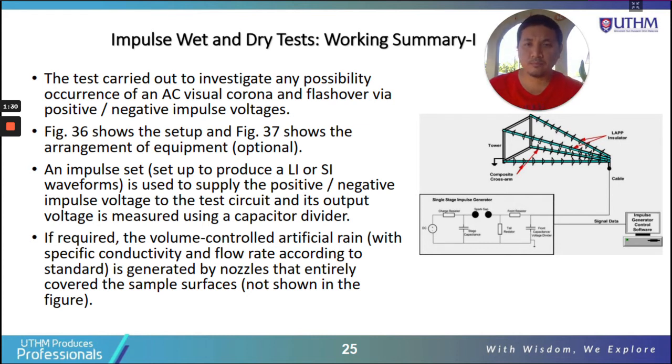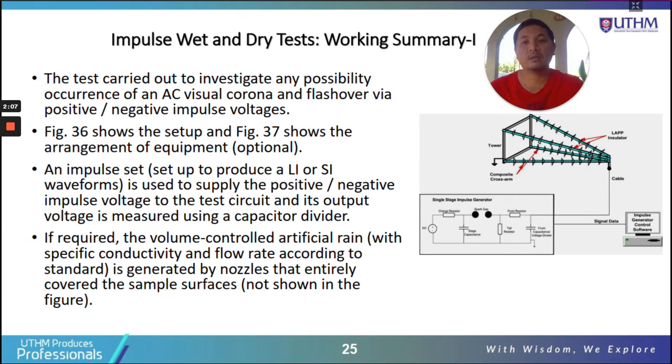Okay, an impulse set. You can see number 3 here. An impulse setup to produce a LI or SI, lightning impulse or switching impulse, is used to supply the positive or negative impulse voltage to the test circuit, and its output voltage is measured using a capacitor divider. Same thing, because it is very high voltage, we will need a capacitor divider to measure the output voltage, right?